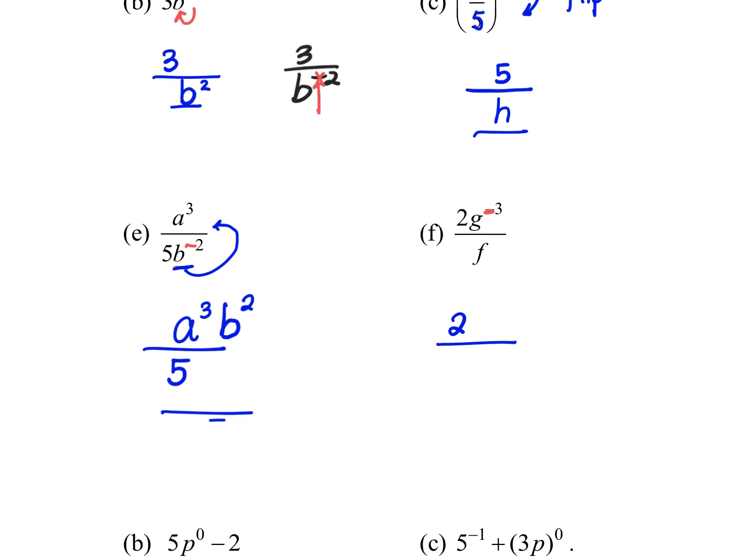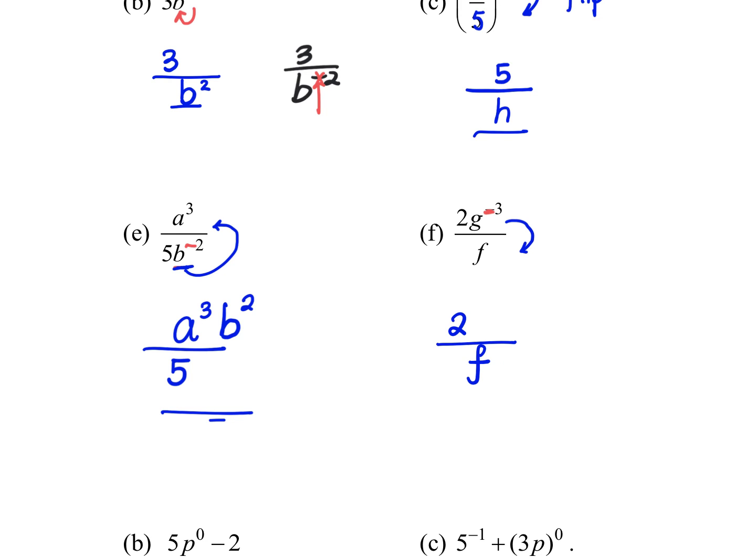It stays in the numerator. F has no negative power. It stays in the denominator. So G, what will happen to G? G to the power of negative 3 will now need to shift place.